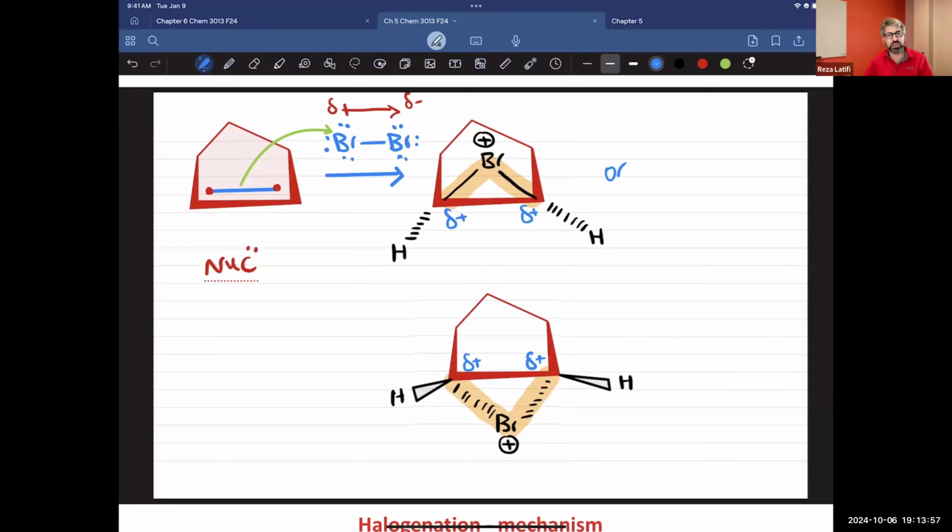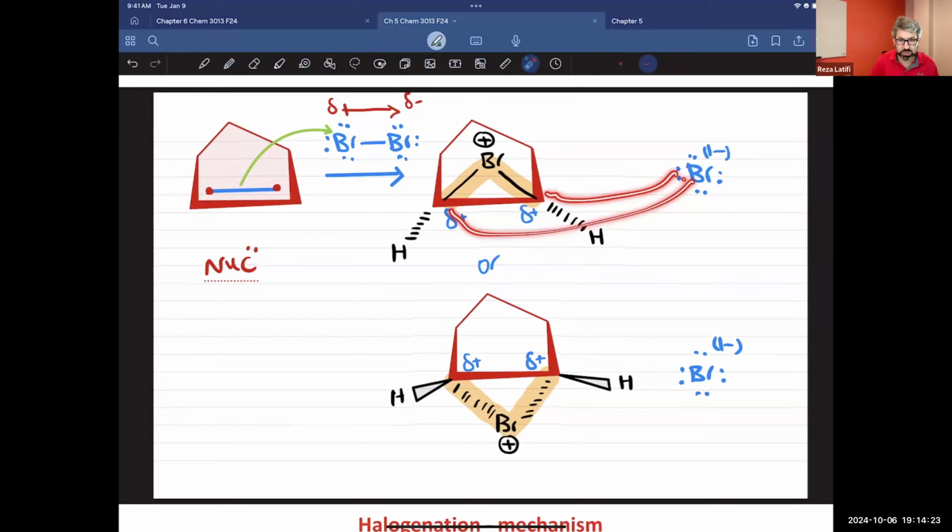Now, next, what will happen with the second bromine atom? We have a bromide here. Bromide has 4 lone pairs, so that means it has a negative charge. That bromide can attack either that carbon or that carbon. In this case, they are the same, they have exactly the same substituents, so it doesn't matter which one we attack.